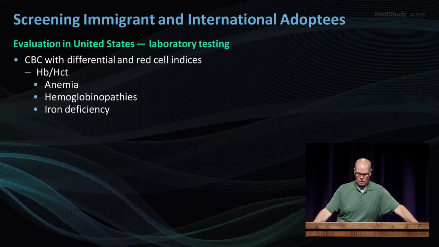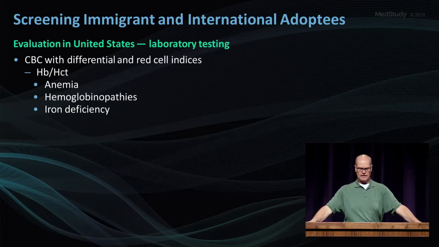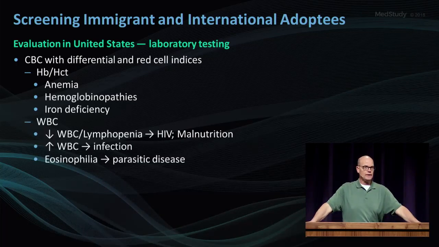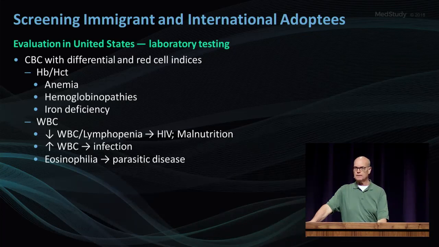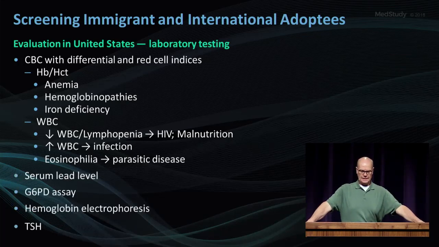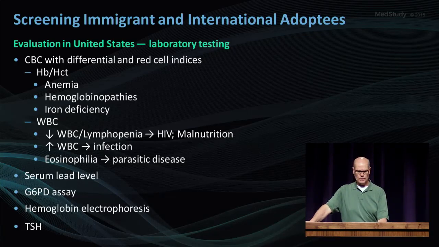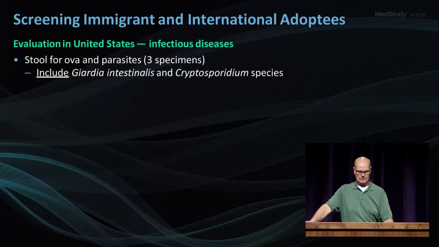All children in this situation should be evaluated for anemia, for hemoglobinopathies, and for iron deficiency. They should also be evaluated for infections. And remember that eosinophilia may be an indication that they have an underlying parasitic infection. Serum lead levels are recommended, as are G6PD assays, hemoglobin electrophoresis, like I mentioned before, and thyroid function testing. So it's a pretty complete, let's-start-from-the-beginning evaluation that's recommended by the AAP.